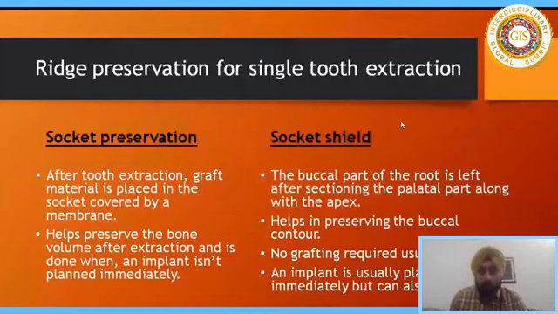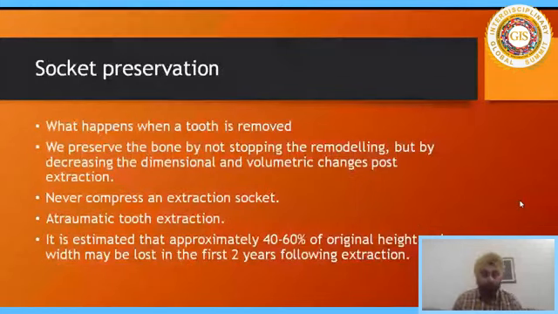Now, what is socket shield? The buccal part of the root is left alone after the sectioning of the palatal part along with the apex. This helps in preserving the buccal contour. No grafting is required, and an implant can usually be planned immediately or delayed. We'll come to socket shield later. Socket preservation. Now, what happens when a tooth is removed?